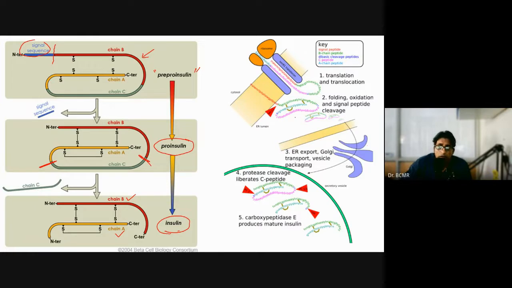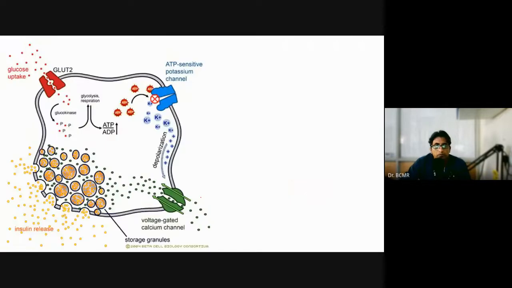So the signal peptide is important for translocation into the endoplasmic reticulum, and in the Golgi complex it is processed, and then it will form a vesicle into which you have the insulin produced. Upon signal, the vesicles will fuse with the membrane, releasing the insulin out into the bloodstream. This is how sensing happens in a normal beta cell.